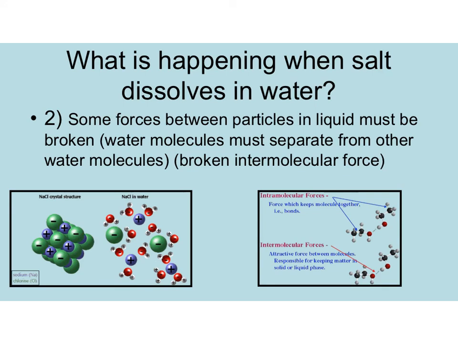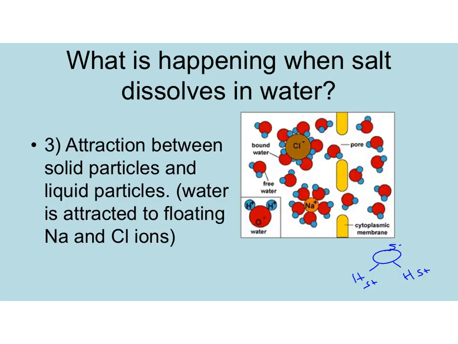Now, once that happens, some forces between the particles in the liquid must also be broken. Once I break up what I highlighted here in yellow, the NaCl, the next thing I have to do is break up the waters, because they're all connected together. But I want them to disconnect from each other and start connecting to the NaCl. So I broke up the NaCl, now I've got to break up the water molecules. And then the last thing is the attraction between the solid particles and liquid particles.